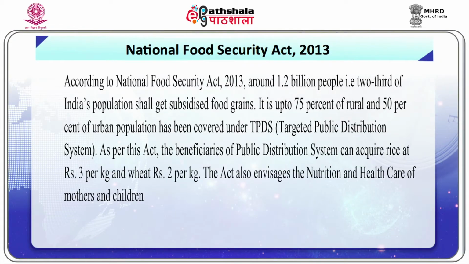National Food Security Act in India. According to the National Food Security Act 2013, around 1.2 billion people, that is 2/3 of India's population, shall get subsidized food grains. Up to 75% of the rural and 50% of the urban population has been covered under TPDS, Targeted Public Distribution System. As per this act, the beneficiaries of the public distribution system can acquire rice at rupees 3 per kg and wheat at rupees 2 per kg. The act also envisages the nutrition and health care of mothers and children.